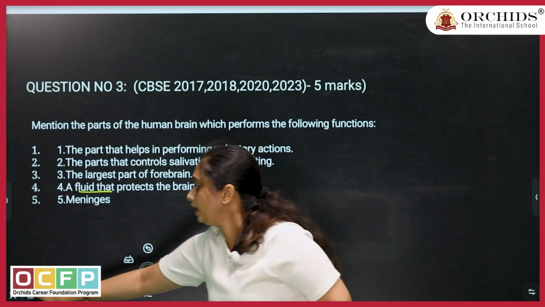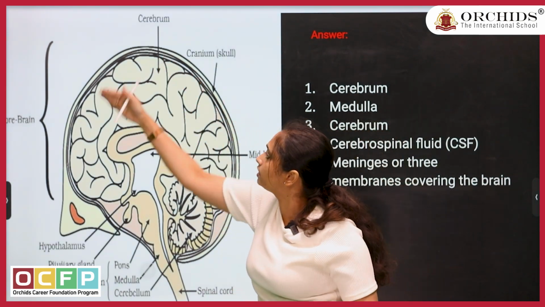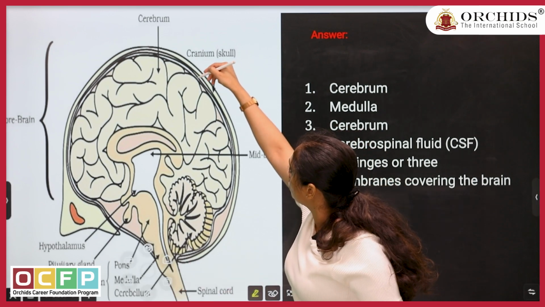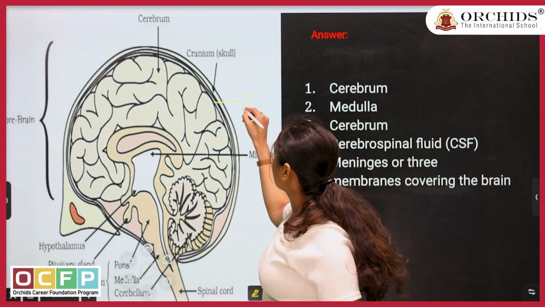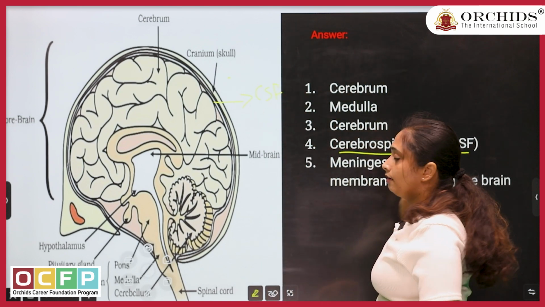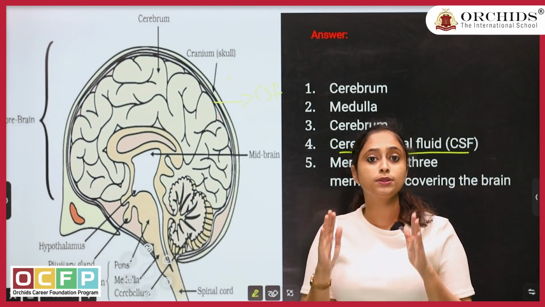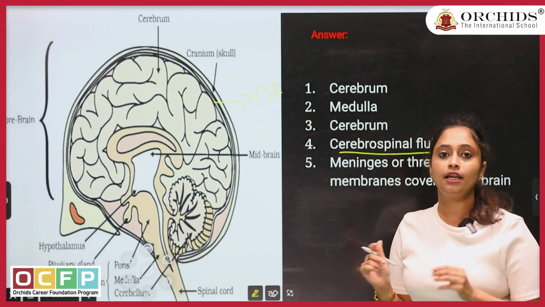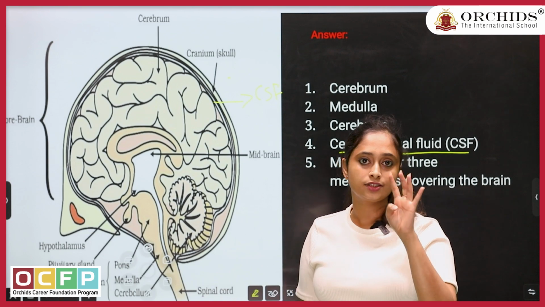This fluid is present in the 3 layers of the brain. If you see the brain after the cerebrum, you can see 3 layers are present: 1, 2, 3 layers you can see. In these layers a fluid is present. What is the fluid name? Cerebrospinal fluid, otherwise we can call it CSF. So the answer to the 4th question is cerebrospinal fluid. It is the fluid present inside the brain for the protection of the brain. I think you got the answer to the 4th one.